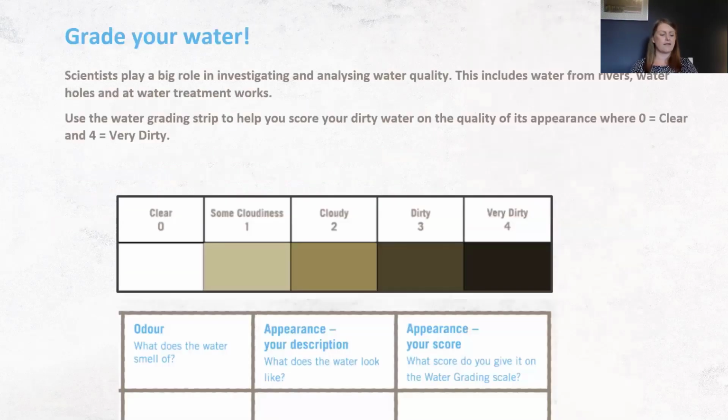So as the challenge goes on, you're going to be thinking about grading your water. So you're going to want to think about whether it's clear, whether it's cloudy, whether it's dirty or very dirty, and you want a starting point, kind of a base level. So you might want to think about the odour of the water, its appearance, and then giving it a score using the water grading. Now you can find the water grading chart on the downloads from Practical Action on the website.